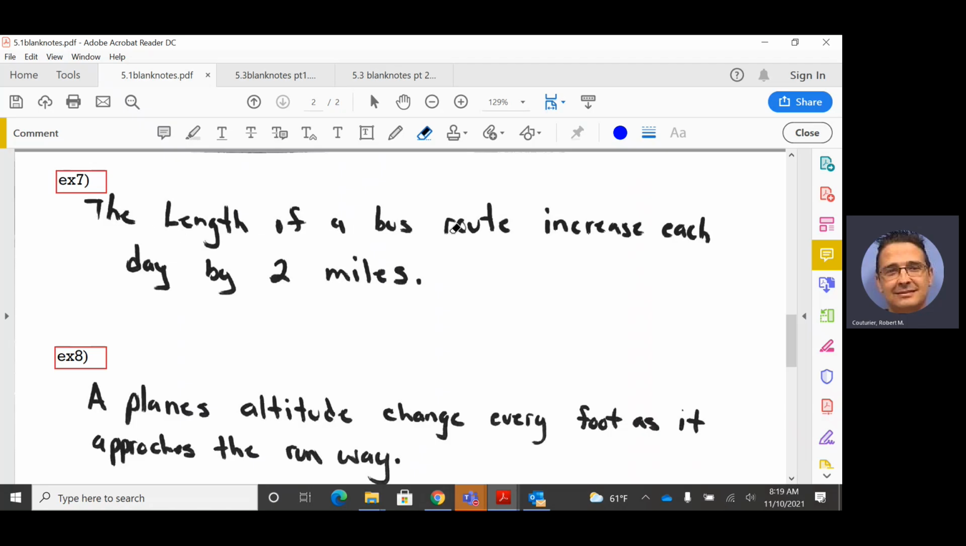The length of a bus route increases each day by 2 miles. So there's key terms here, right? Increases every day by 2 miles. There's a rate of change. It's increasing each day by the same amount. So that would be a positive slope.